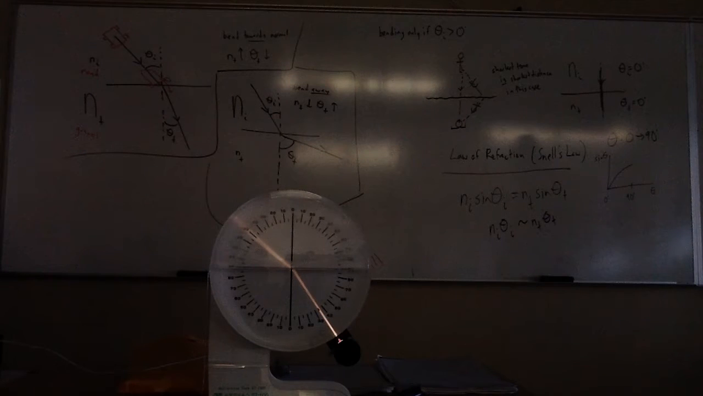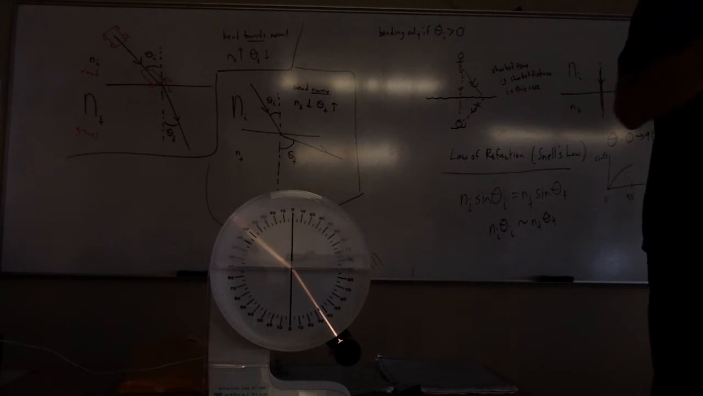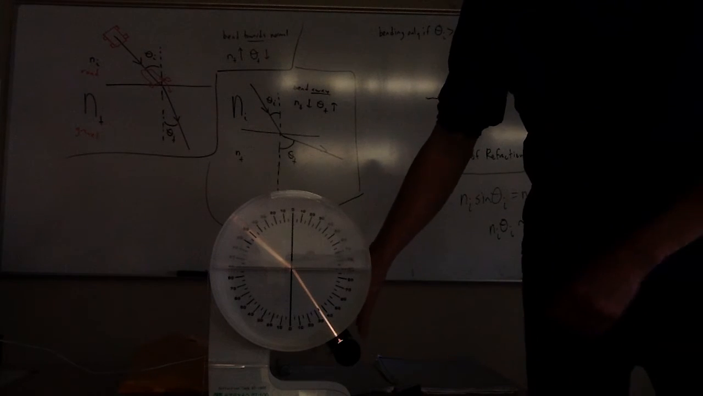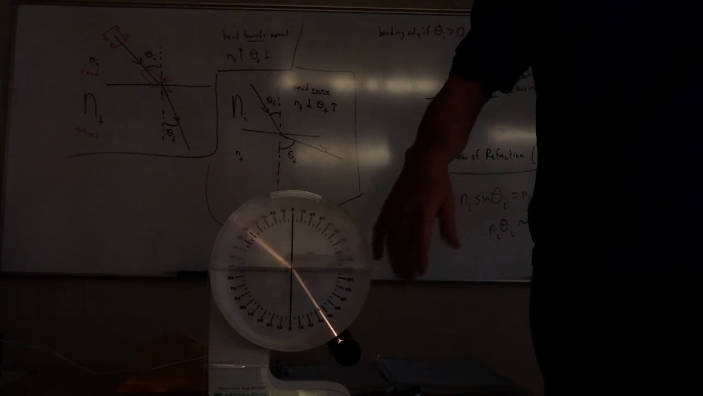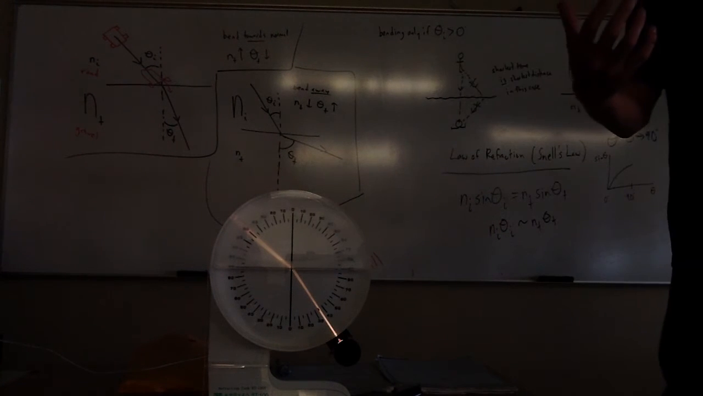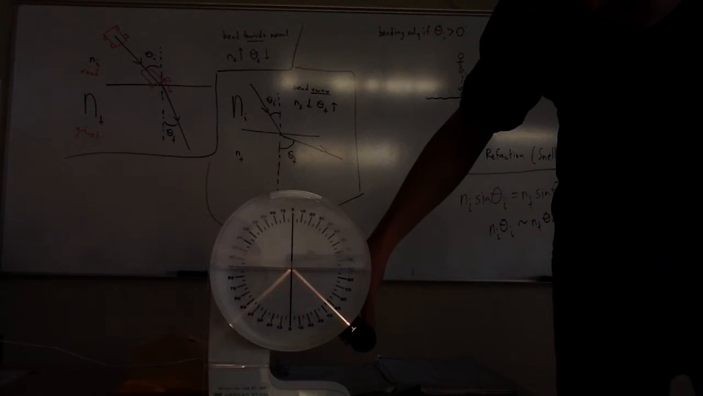See that? So this brings up an interesting point. If the light bends away from the normal, at some point what happens if you get the outgoing angle to 90 before the incoming one does, right? Because the outgoing is always going to be larger. So what happens then? So here, we're almost there.